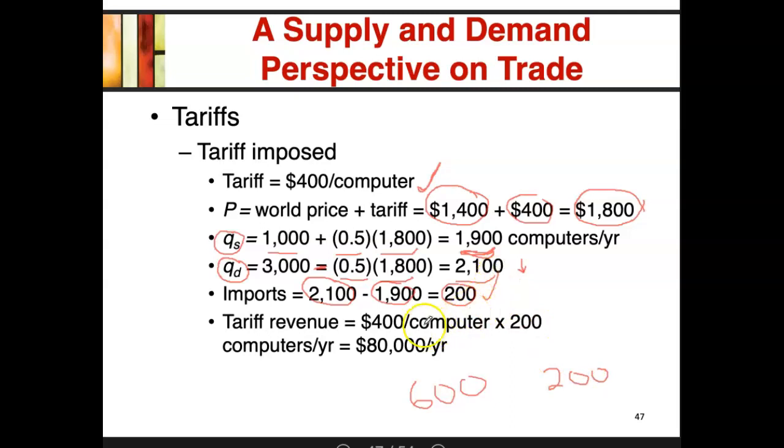And the government is also able to gain revenue from this tariff. Tariff revenue is basically going to be $400, because remember it's $400 per computer, times 200 computers which are being imported, and the government gains revenue of $80,000. So that is the math behind it.